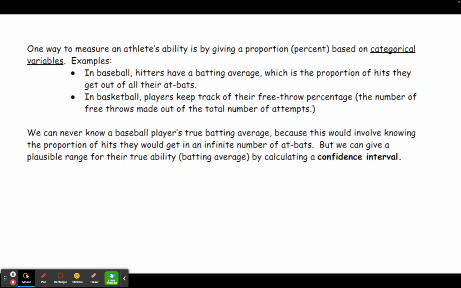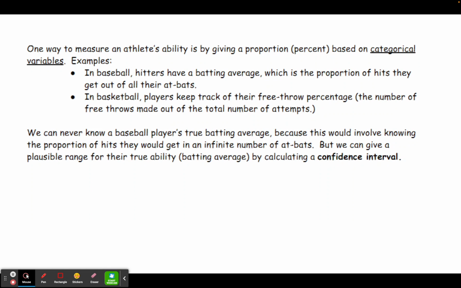In basketball, players keep track of their free throw percentages, and this is calculated by counting the number of free throws made out of the total number of attempts. So, anytime we're working with categorical variables, we're essentially summarizing those using percentages.